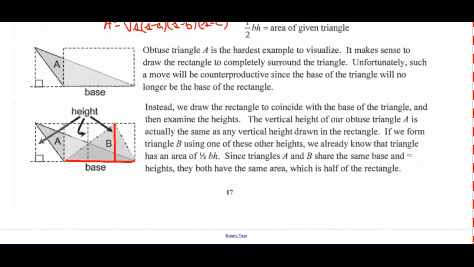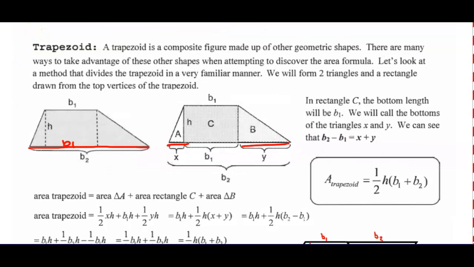All right, so having done all that, we'll get to some slightly more complicated ones. If we're talking about a trapezoid, there's a couple ways to do this. First way to do it is to break it up into a rectangle and two triangles. So the first triangle is called A, second one's C, third one's B. The rectangle is C, the triangles are A and B. So what we have here is a base 1 and a base 2. Those are the parallel sides.